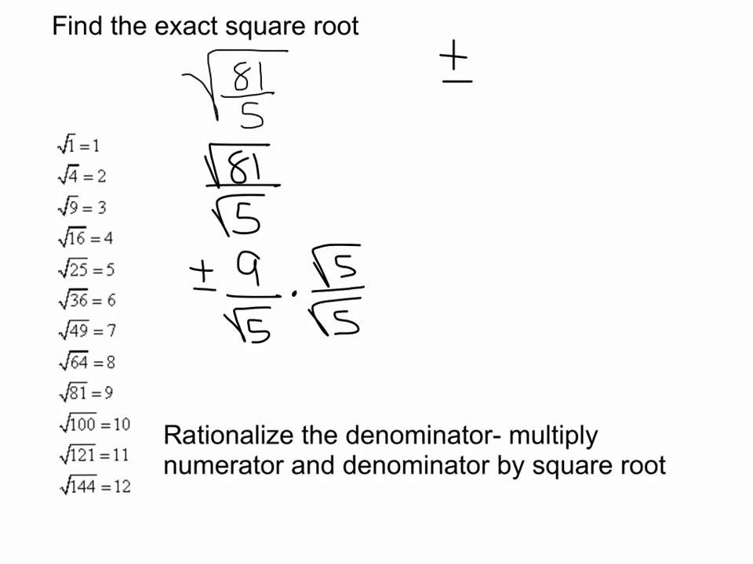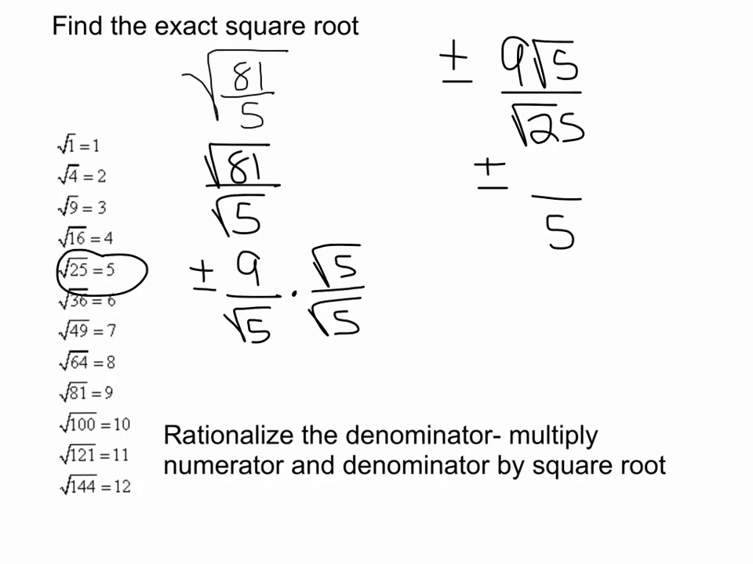So 9 times square root of 5 in my numerator will leave me with 9 square roots of 5. Square root of 5 times square root of 5 will give me the square root of 25. And square root of 25 is my perfect square. So that gives me positive and negative 5 in the denominator and 9 square roots of 5 in the numerator. So by rationalizing the denominator, I was able to get rid of the square root in the denominator. I got a perfect square in the denominator, and it left me with 5 in the denominator, and my entire fraction simplified to positive and negative 9 times the square root of 5 over 5.